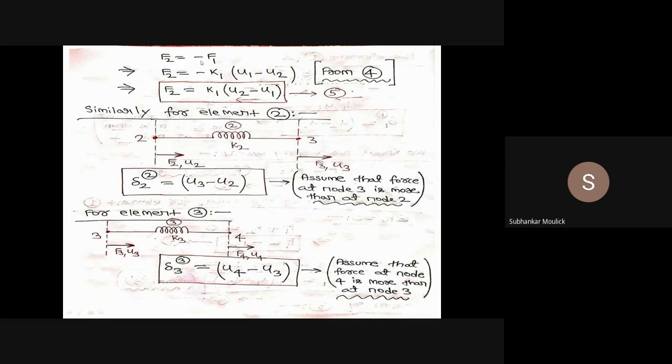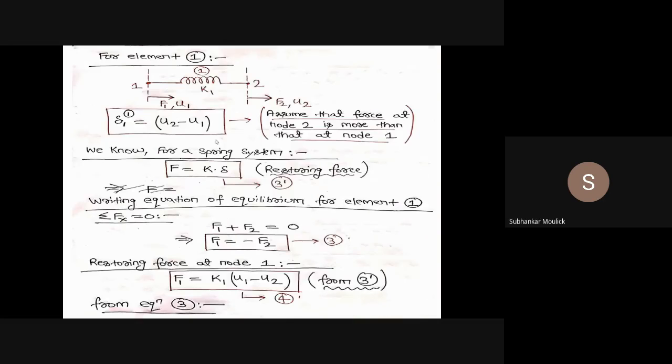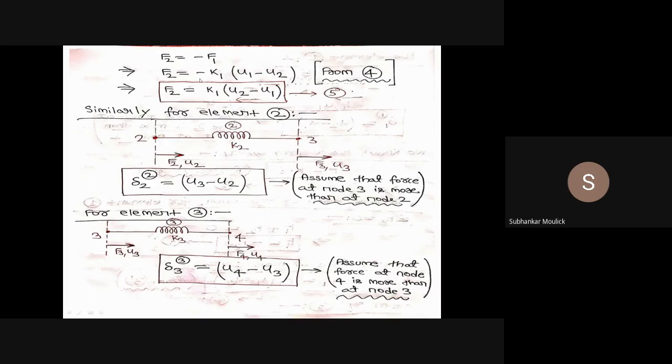Next, since we have found from equation number 4 the value of F1. From equation number 3, I know that F1 is minus times F2, so F2 will be minus times F1. That means minus times K1 into U1 minus U2. If I multiply this minus inside, it will be K1 into U2 minus U1.